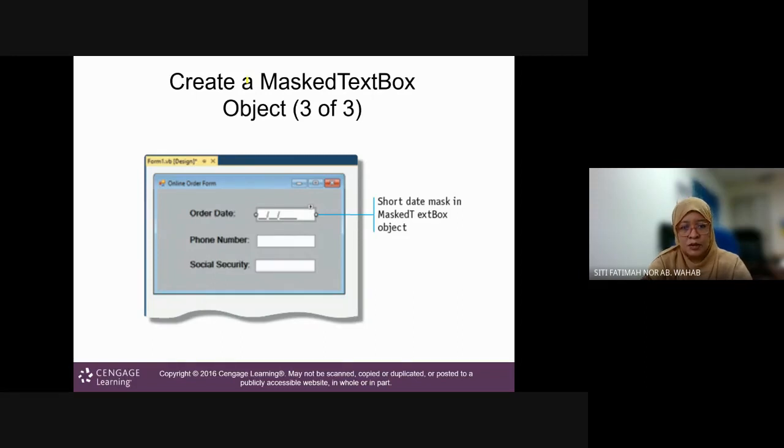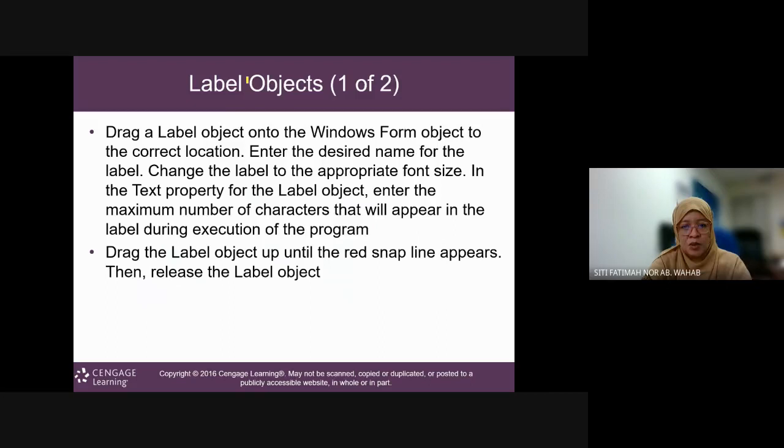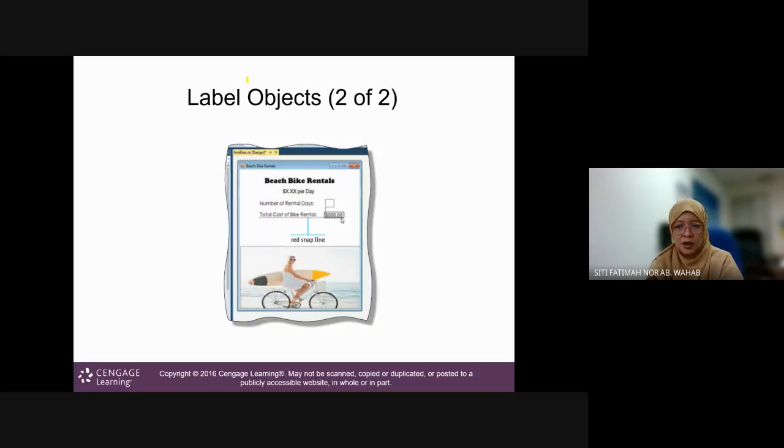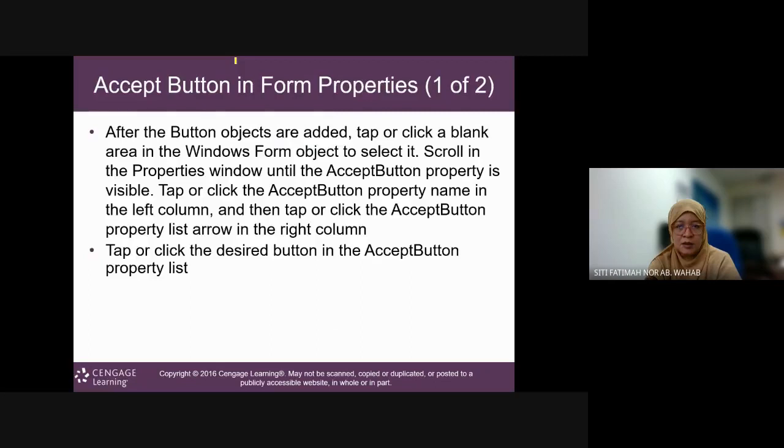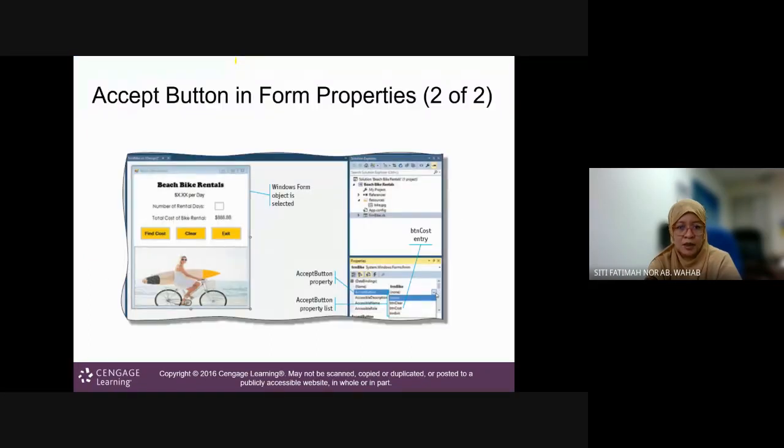So boleh buat yang ni, contoh je lah. Tapi kita tak nak buat pun. Just nak tunjukkan you boleh buat setting untuk mask object membantu you all untuk user masukkan data. Label, dah pernah buat label. So yang ni dekat sini, tak ada apa yang kita nak settingkan mask text box sebab tak perlu, tak ada kegunaan dia. So bila you dah siap yang ni, accept button.